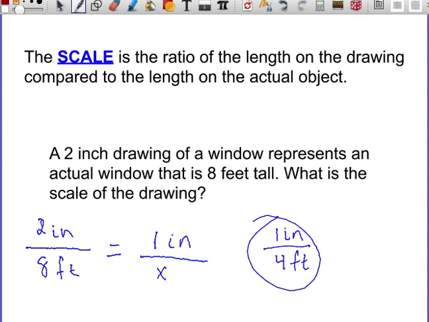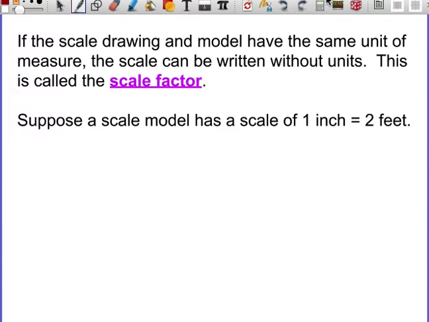Okay? The other thing that we're going to be working with is scale factor. If the scale drawing and the model have the same unit of measure, the scale can be written without units. This is called the scale factor. In the previous example, we had 1 inch over 4 feet. That's a scale because they have different units of measurement. But we want to talk about a scale factor, where they have the same unit of measurement.